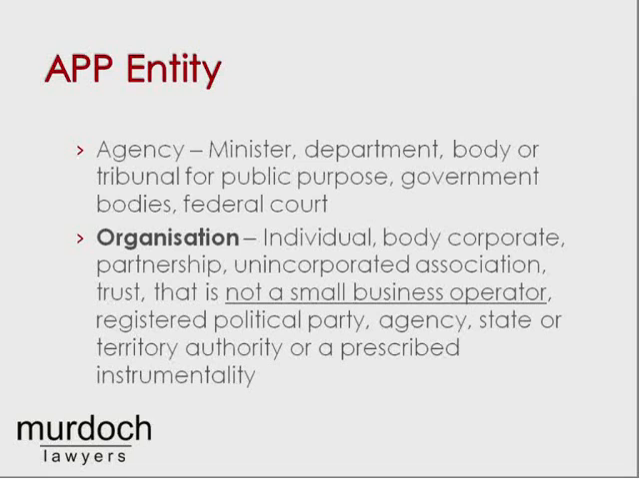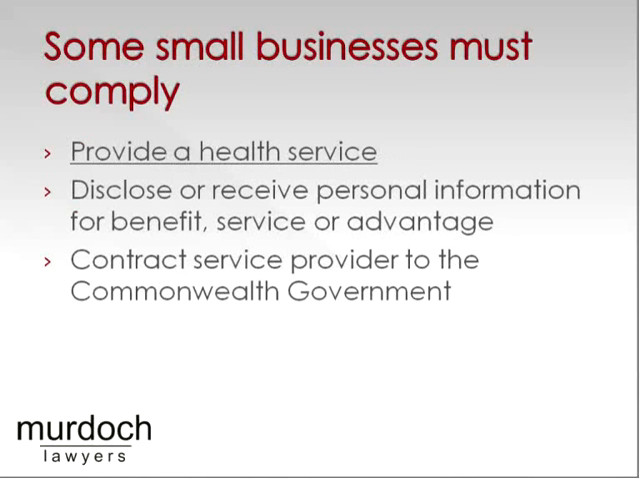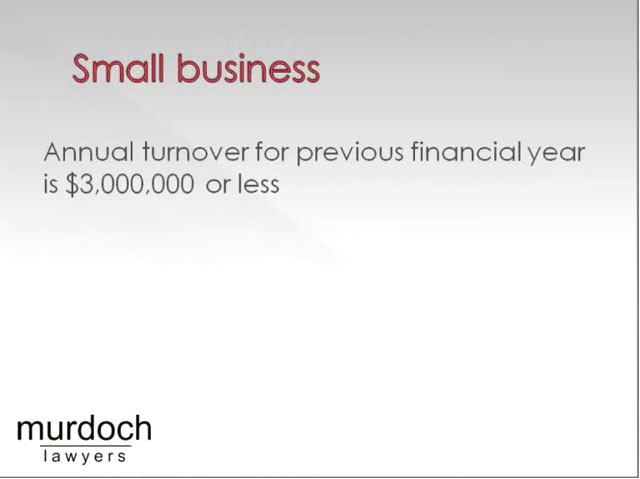There is an exception, and the way the Privacy Act is drafted, it'll provide general provisions, and there'll be a number of exceptions throughout, and you'll see that when you go through the Australian privacy principles. So some small businesses must still comply, and most relevant there is a small business which provides a health service. Other small businesses which have to comply are those that disclose or receive personal information for a financial benefit, or where the small business is a contract service provider to the Commonwealth Government. There's still the same threshold for a small business, so you're looking at turnover of less than $3 million per annum.